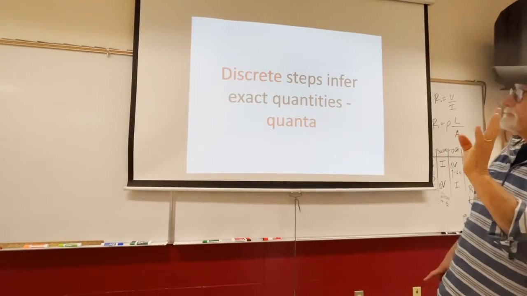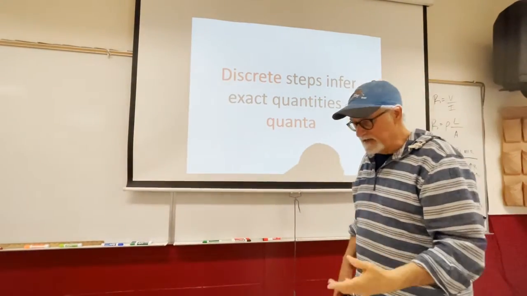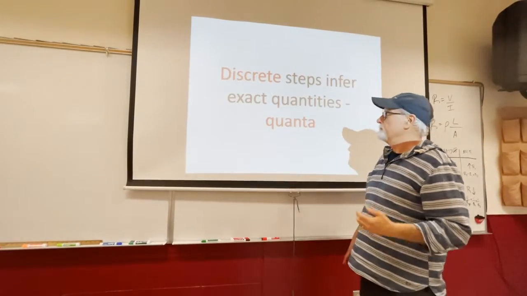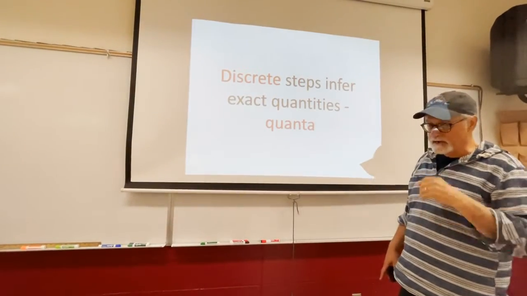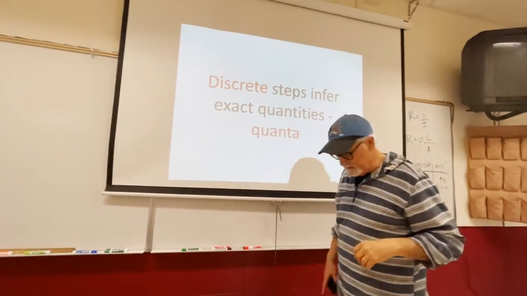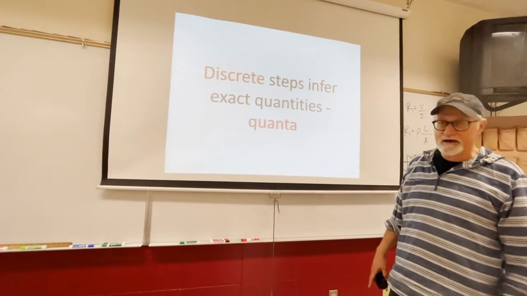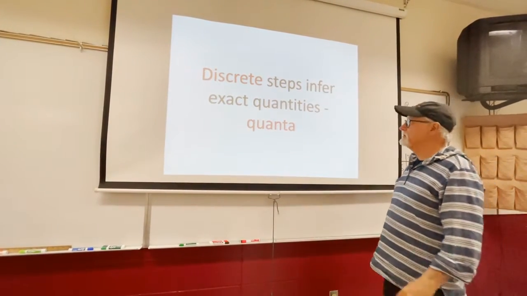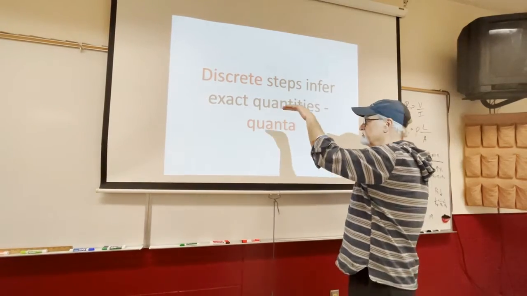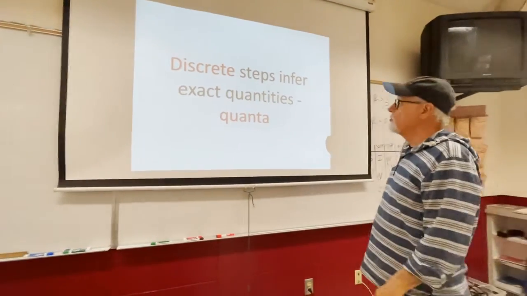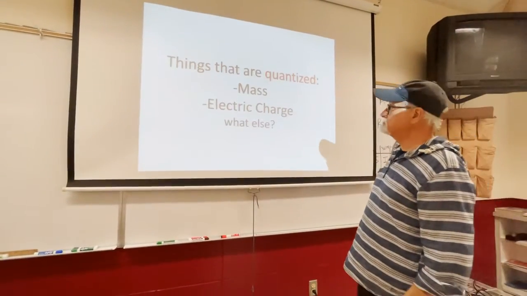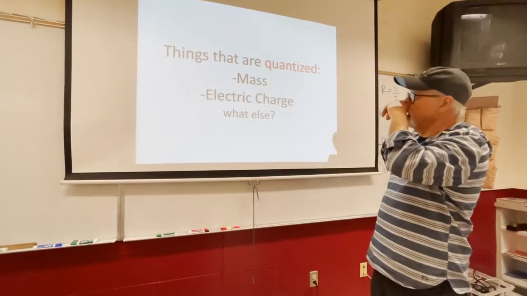But discrete steps infer exact quantities, like climbing the bleachers. There's a certain number of steps, and if you go halfway, you're not going to go up. Okay, so each one of those steps is called a quantum, plural quanta. Things that are quantized.